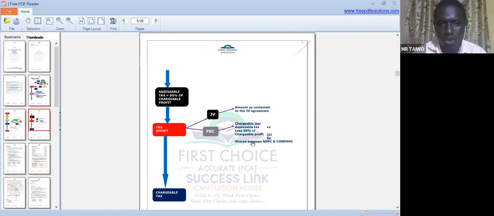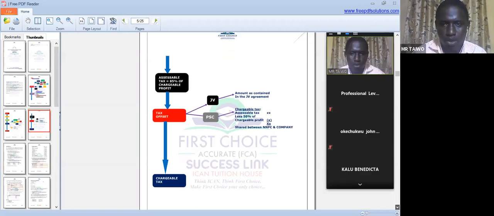Anyway, anything you get there, whether the question states joint venture or production sharing contract, whichever one they say, anything you arrive at in either of the two is what you want to offset from assessable profits and get your chargeable tax. And that chargeable tax is what will now be payable to government.